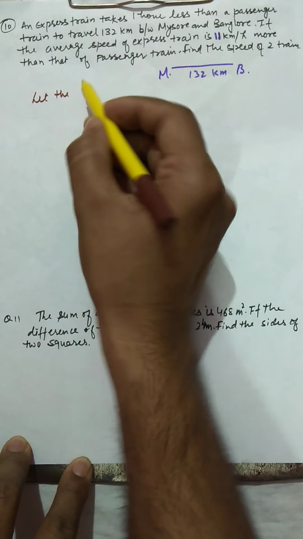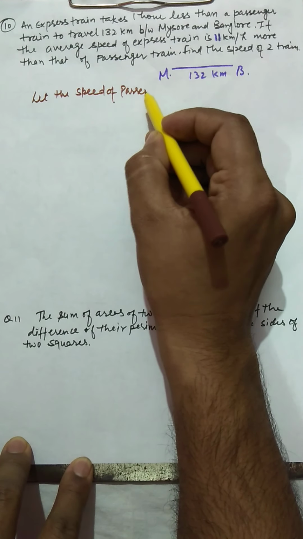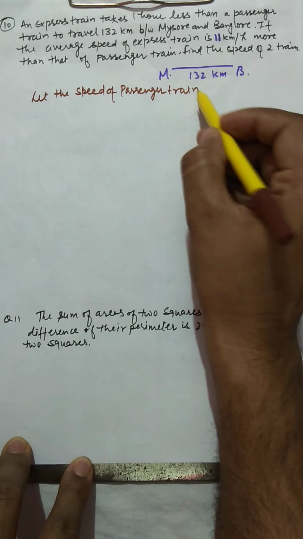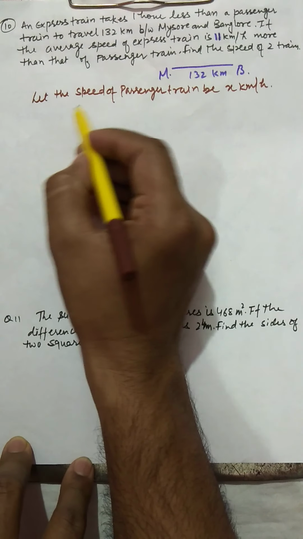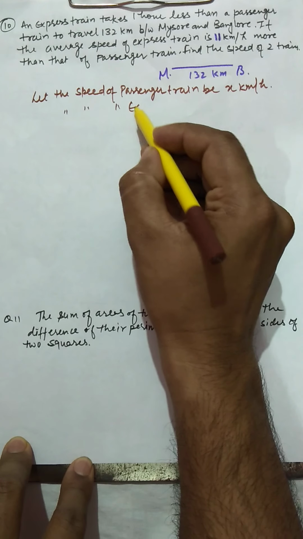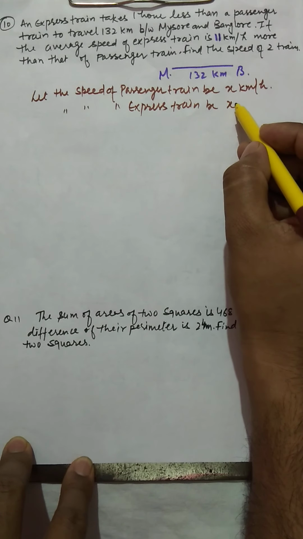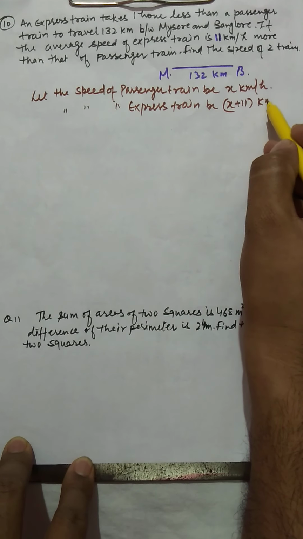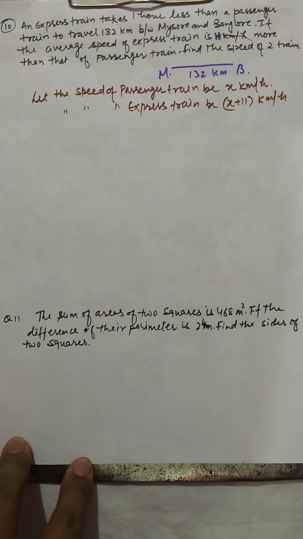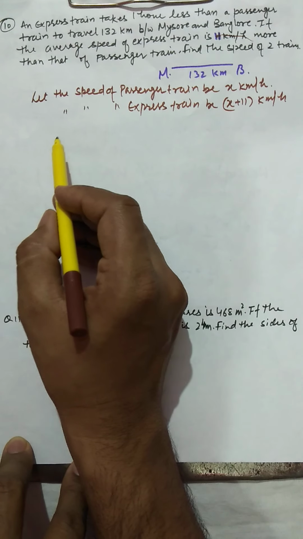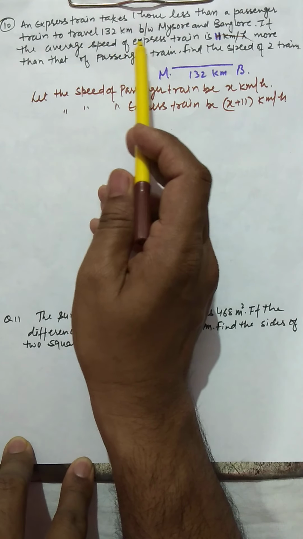Let the speed of the passenger train be x kilometer per hour. Then accordingly the speed of the express train will be x plus 11 kilometer per hour, because it is given that the express train is 11 kilometer per hour more. So now according to the question, the difference in time is given: the express train takes 1 hour less.